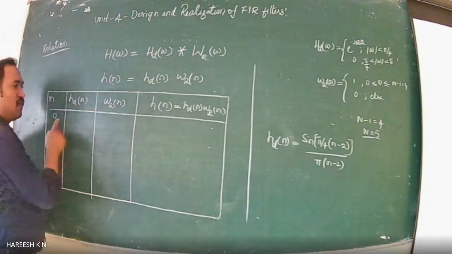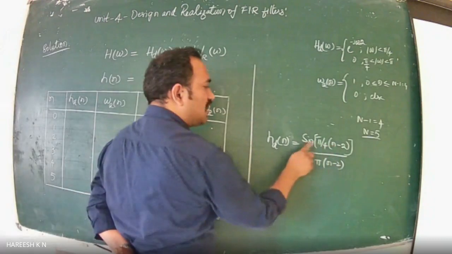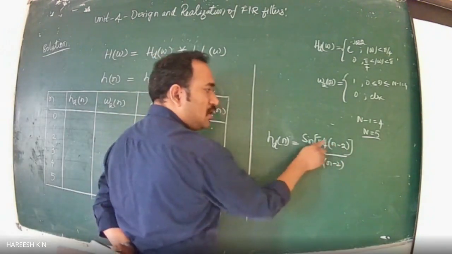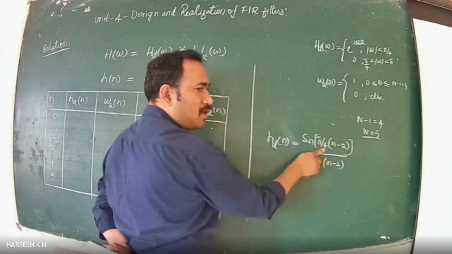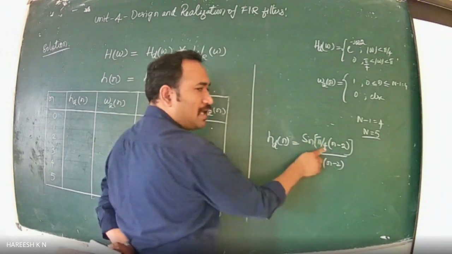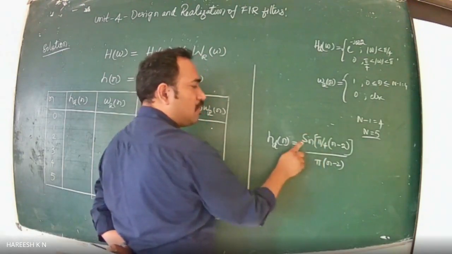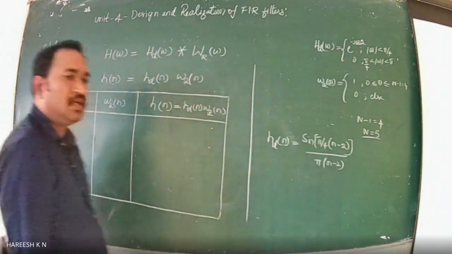Therefore, for n equal to 0, if I substitute n equal to 0, this becomes sine pi by 4 into minus 2. Therefore, sine of minus pi by 2. 2 and 4, there 4 will be divided by 2. Therefore, pi by 2 will be a remainder, and minus pi by 4. Therefore, minus will be taken outside. Therefore, it will be minus of sine pi by 2. Yes, what is the value of that?